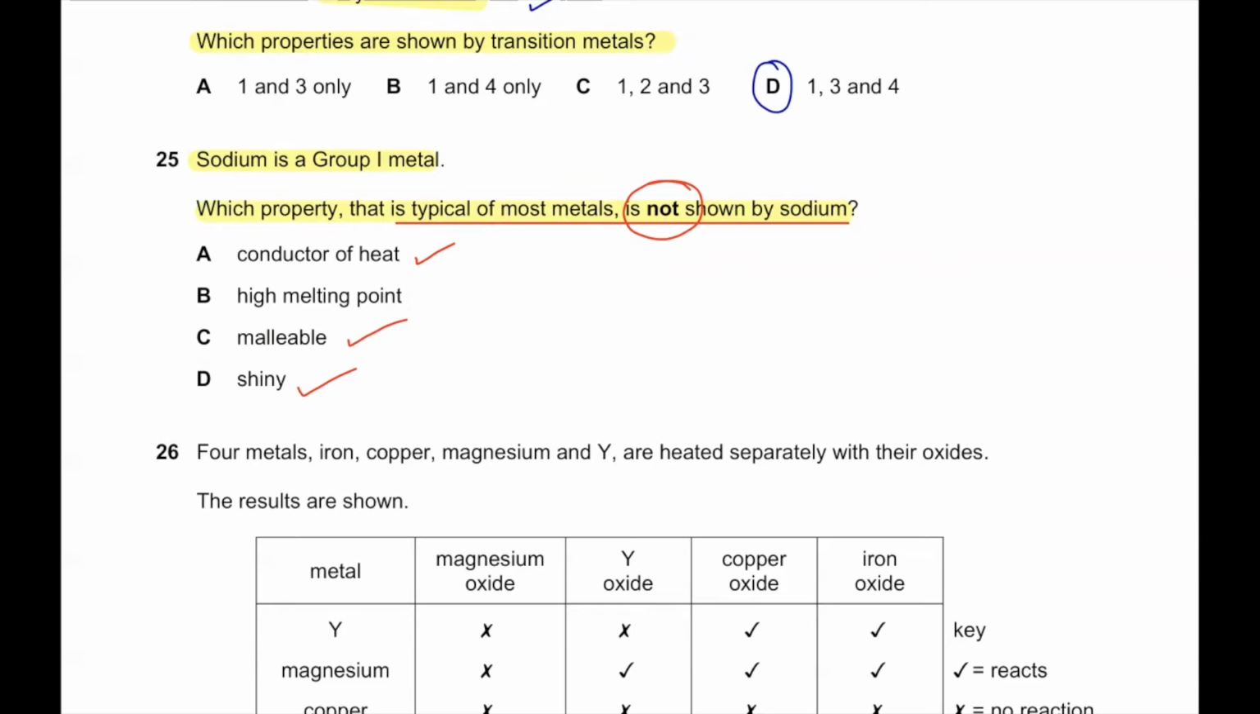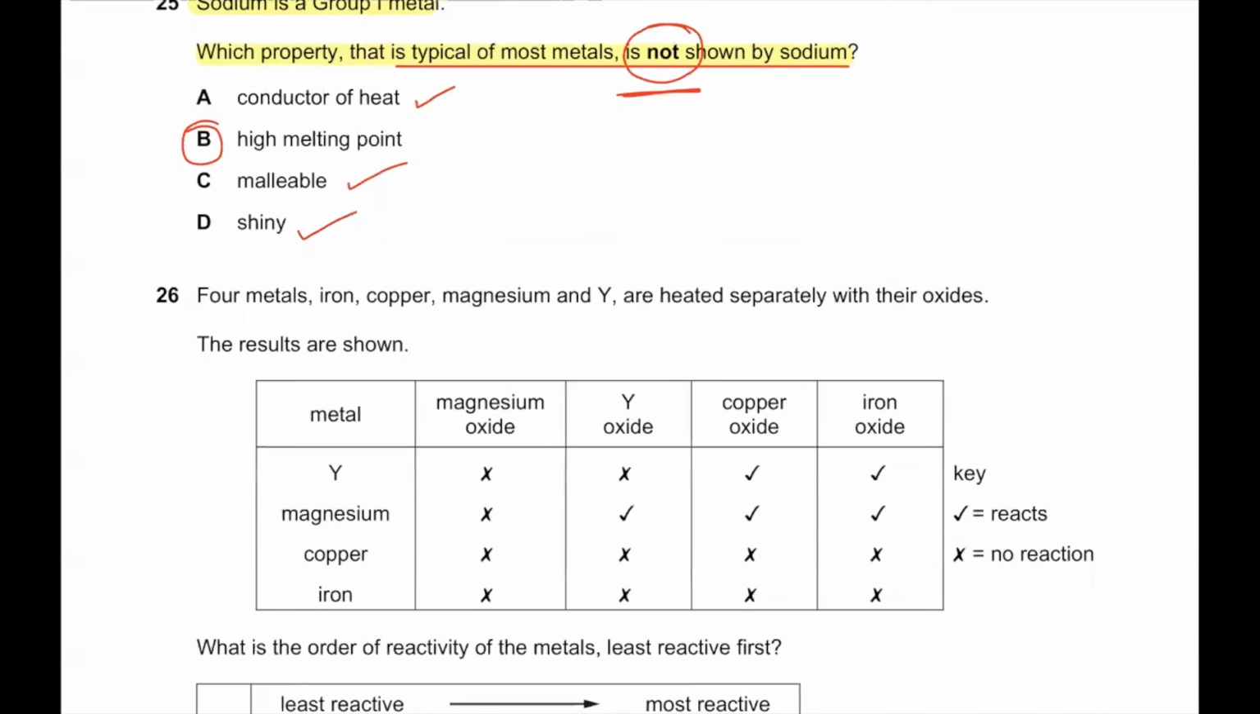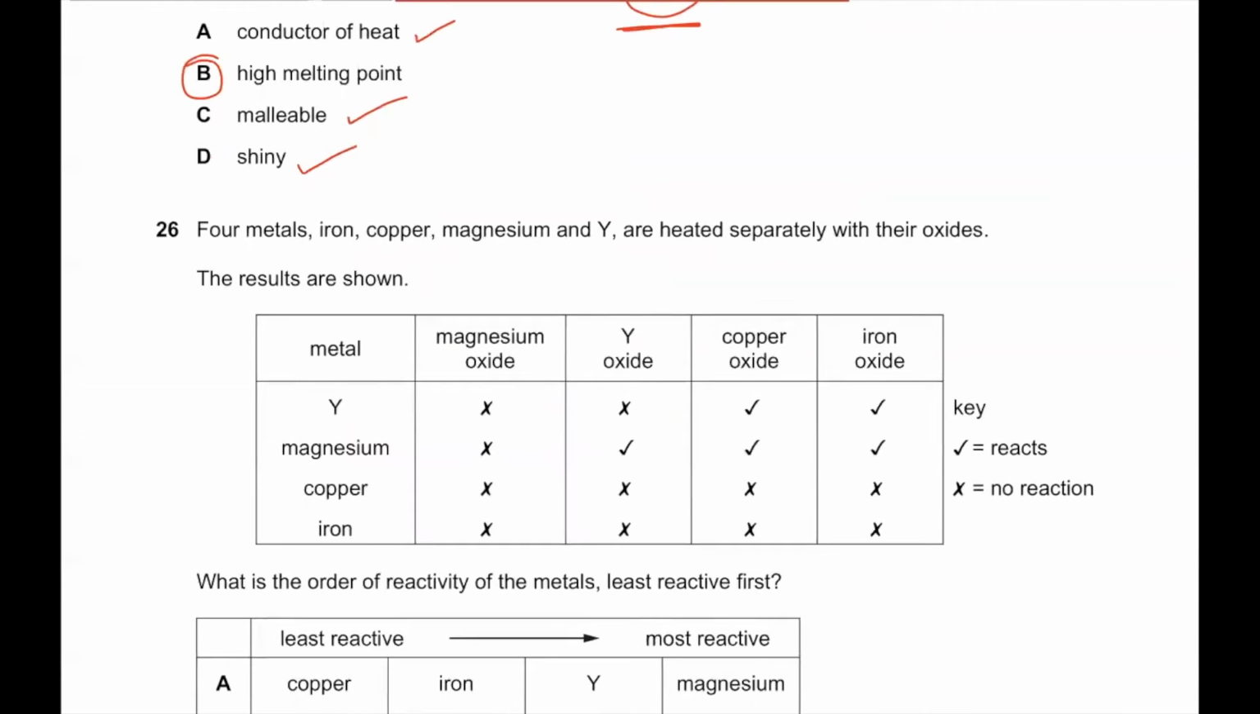Sodium melts at a relatively low temperature, whereas typical metals other than sodium, like any group 2 metals or transition elements, have high melting and boiling points. So definitely 25B should be the correct answer because it is not shown by sodium. Sodium does not have a very high melting point. A typical sodium will melt in hot water. So definitely, hot water is not even 100 degrees Celsius.